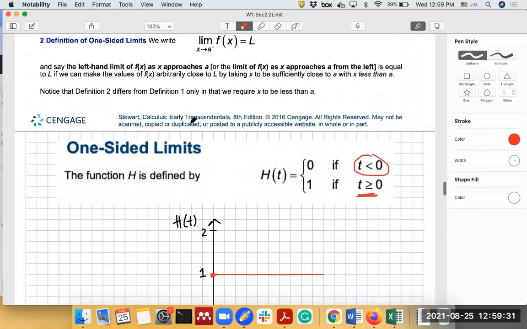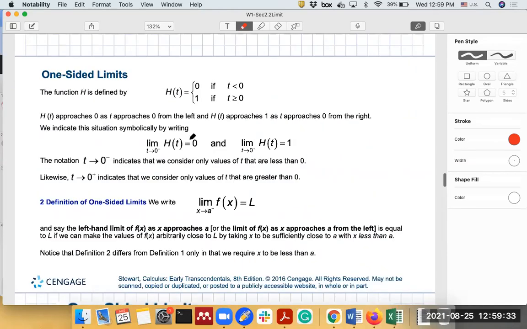So let us read the definition out here. And the value of the function h of t when t is smaller than 0 is 0 here, right? We call it a one-sided limit. We just take the limit from one side, left or right. The negative means left. The positive side means from the right.